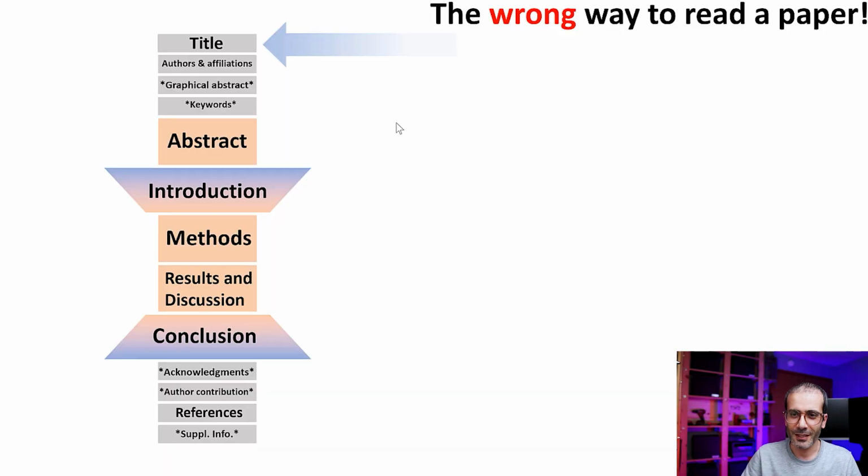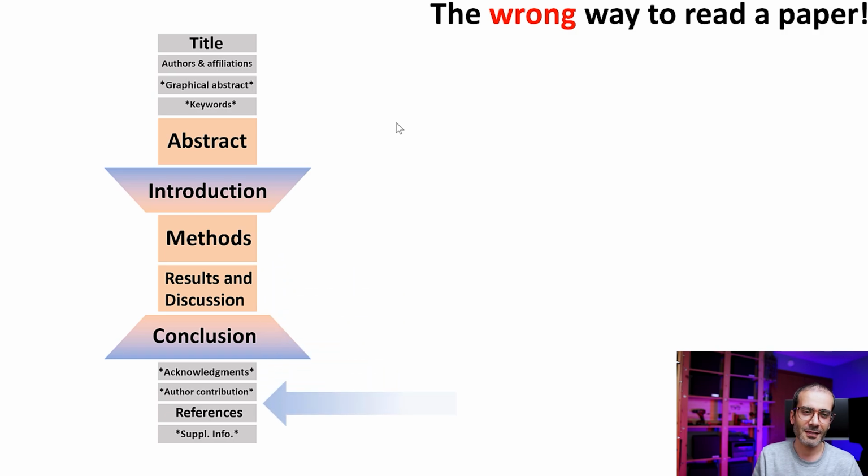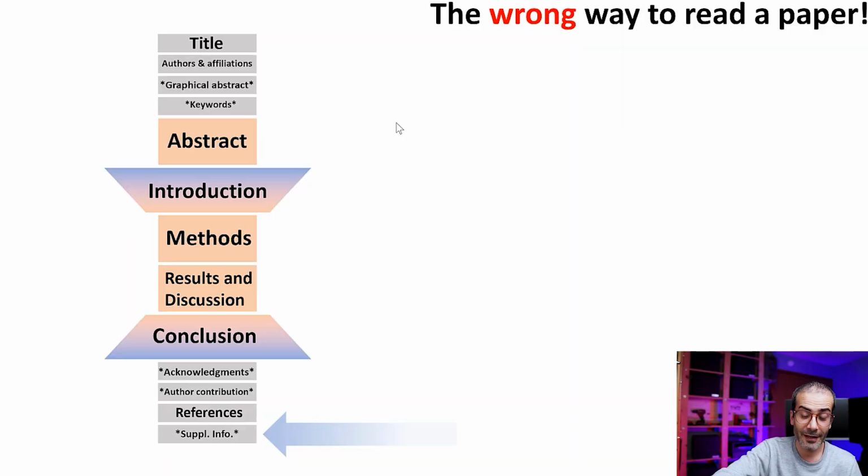You might ask, is it really needed to watch a video on how to read a research paper? It's easy. You just take the research paper and go from top to bottom. You start from the title, go all the way to the references, and that's easy. But this is the wrong way of reading a research paper, and you might ask why, and that's a good question.